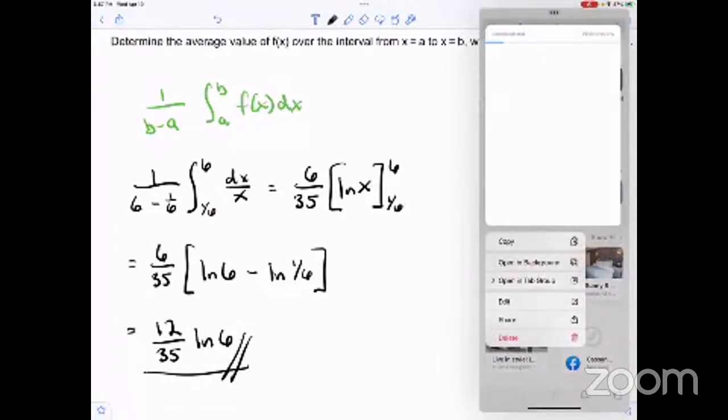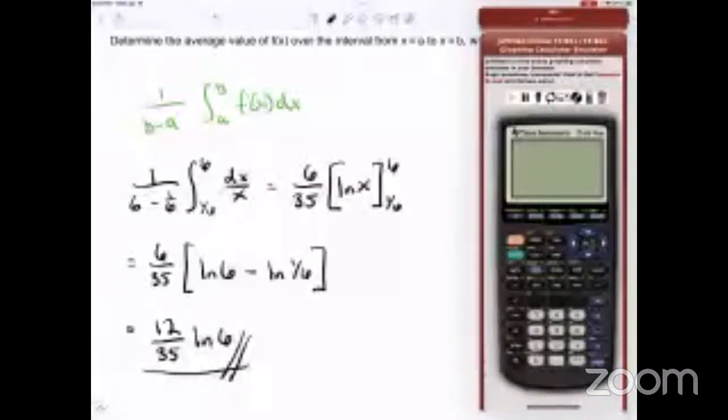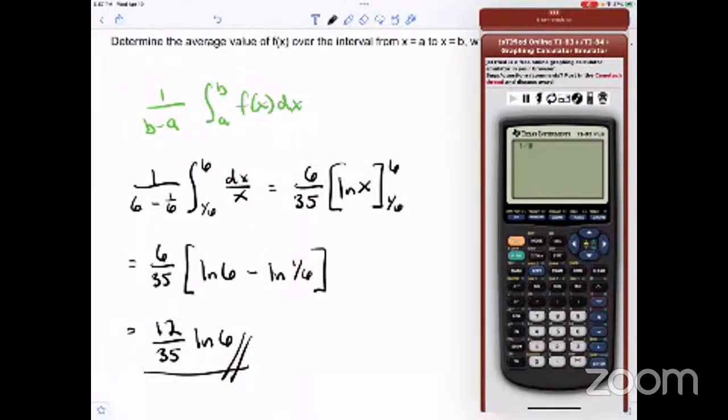So one thing I want to check, if I say 1 divided by 6 minus 1/6, I'm going to hit math as a fraction. We should get 6/35. Then I want to say that answer times the natural log of 6 minus the natural log of 1/6. We should get some decimal, and then I just want to confirm that our answer gives us the same decimal.